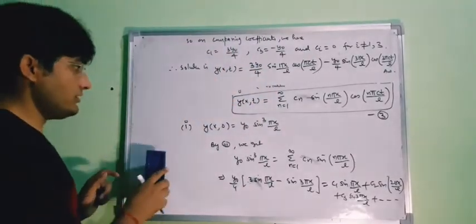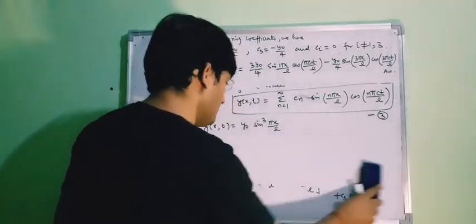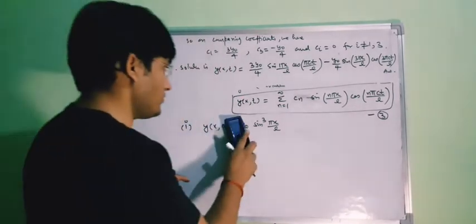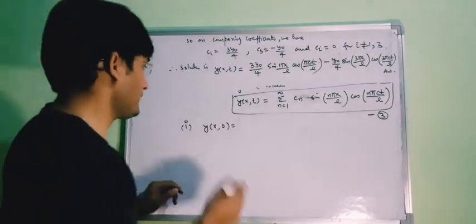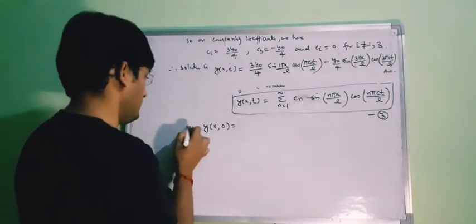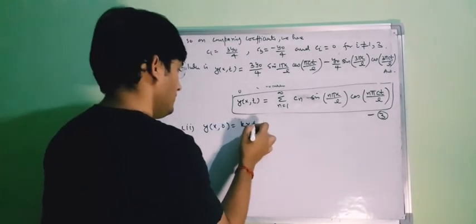Now let us solve the second part. For the second part, our y(x,0) was kx into (L minus x).